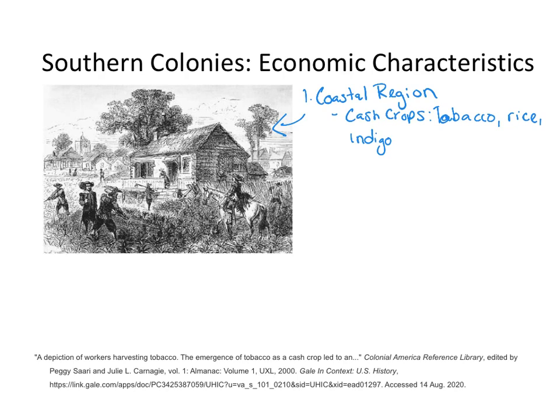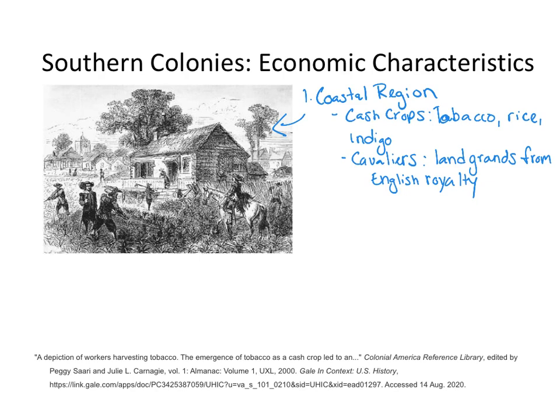Individuals that set up these cash crops were known as cavaliers. Cavaliers were individuals that received land grants from English royalty. So again, their idea was to come over here and make money.